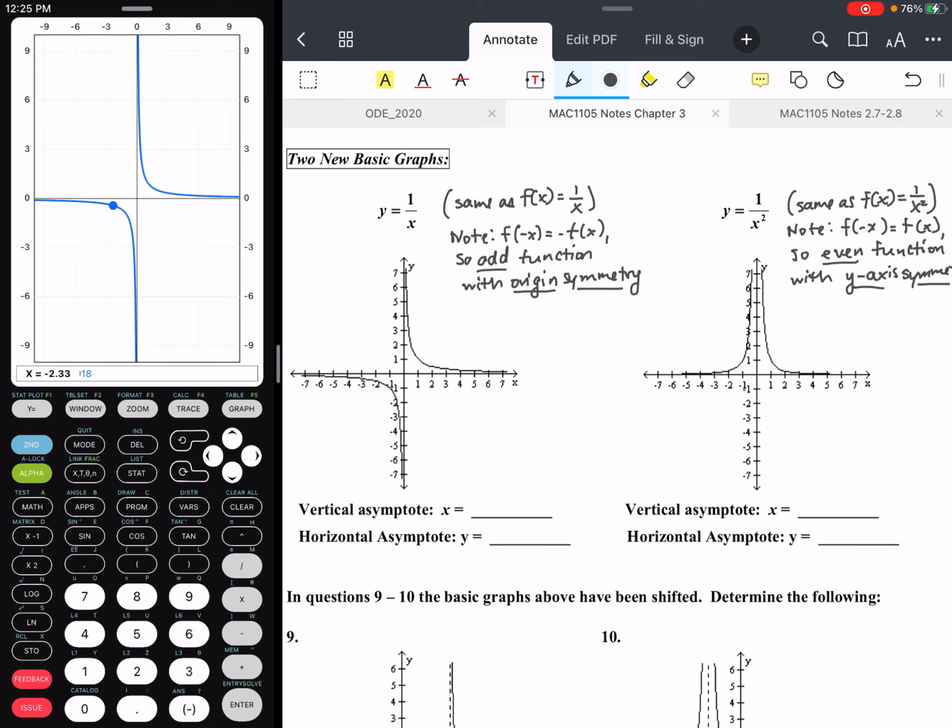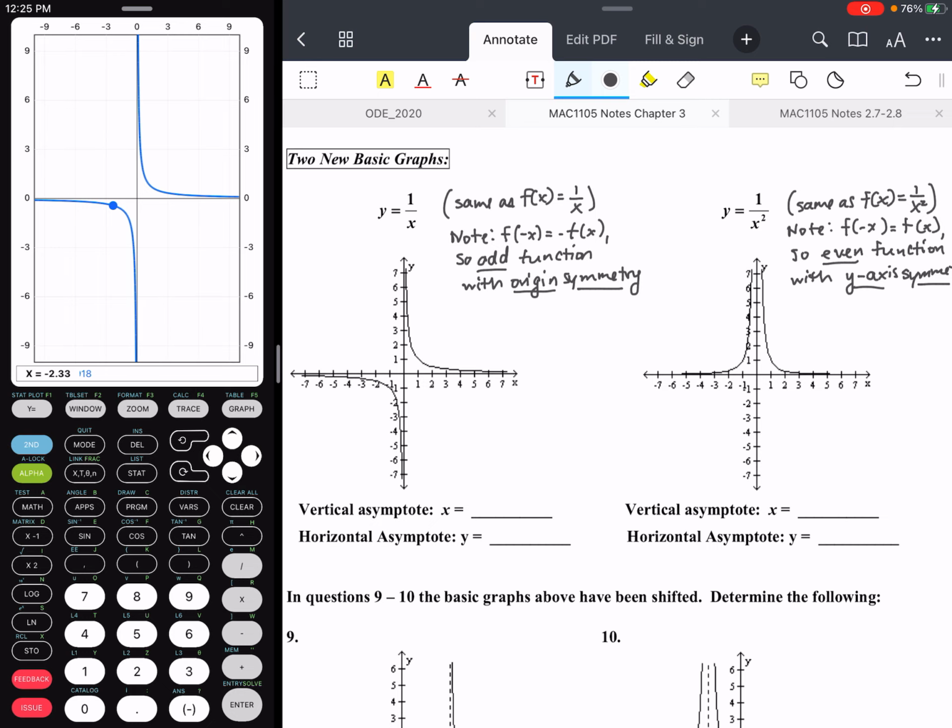It's the same as f of x equals 1 over x. That would be in function notation. And if you evaluate f of negative x, you'll see that that's equal to negative f of x. So this is an odd function with origin symmetry. So you can see that graphically for every x, y, there's a matching negative x, negative y.